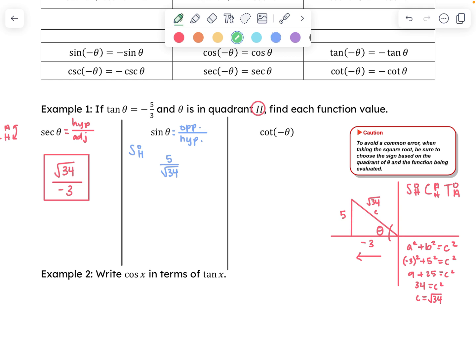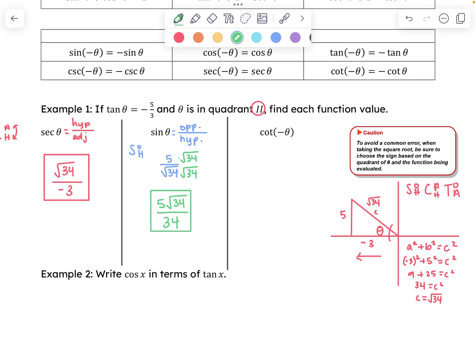So I'm going to come in and multiply top and bottom by that square root of 34. So I'm going to get 5 square root of 34 over 34. And then that doesn't simplify anymore, so that is it.